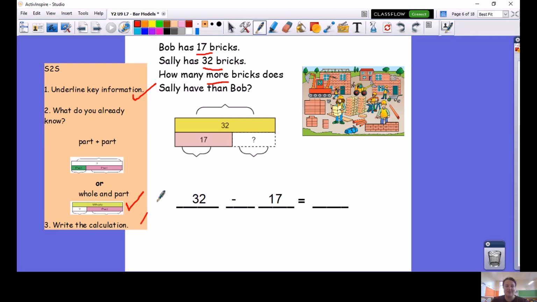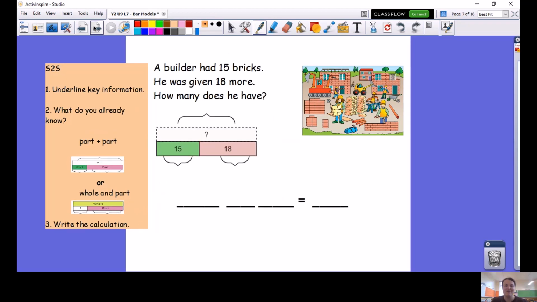Okay, let's have a look at the next one. Our next question is a builder had 15 bricks and he was given 18 more. How many does he have now? Well, I know if I have 15 of something and then someone gives me more, and I'm going to underline those key words, 15, 18 and more, I know that 18 more in this situation, if I'm given more, how many have I got altogether? I don't know, but it's an altogether question. I've got two parts. I don't have my whole. I need to find the whole, and to find the whole I'm going to add together both of the parts.